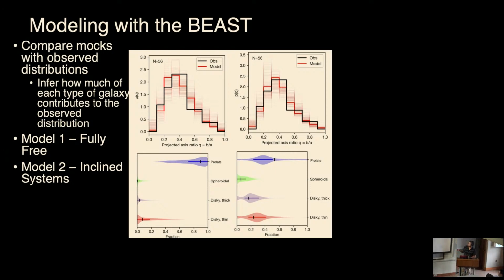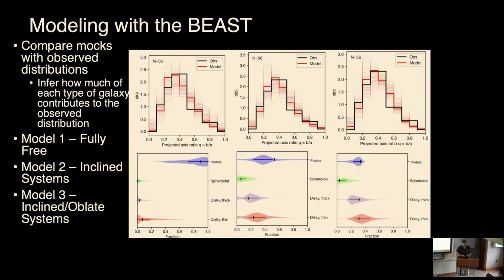And so in that case, we still get a pretty good match to the data. But because we're enforcing more of a disk-like interpretation, we end up with more of a disk contribution, but still a very strong prolate contribution. Final model, we're trying really hard to make these things disks. So we say that they have to be more or less oblate, which is another word for disk. In that case, disks start to dominate the distribution, but we still have a fairly large fraction of prolate galaxies. So this is telling us that, at least in this framework, we're expecting a fairly large contribution of prolate galaxies, regardless of what we try to model them as.